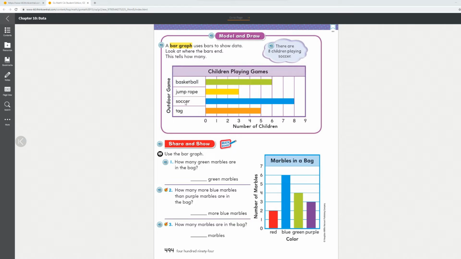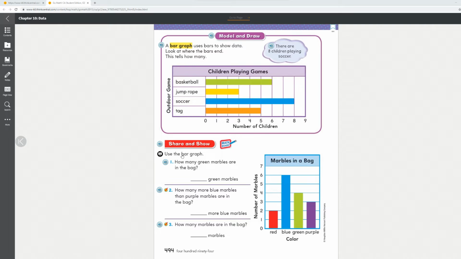Then you take a look at the field and you see 2 teams playing soccer together. And you end up counting 8 total students playing soccer. So that's why you drew this bar graph right here all the way to 8, because there's 8 children playing soccer. And then for tag, you see more students playing tag, and you count those students and you see that there are 5 of them. So that's why this bar graph ends on 5.